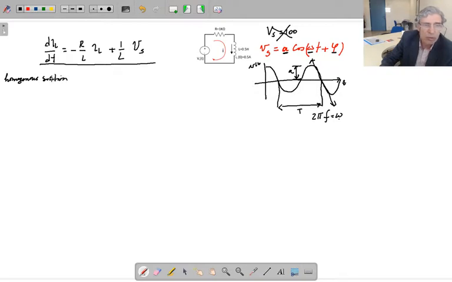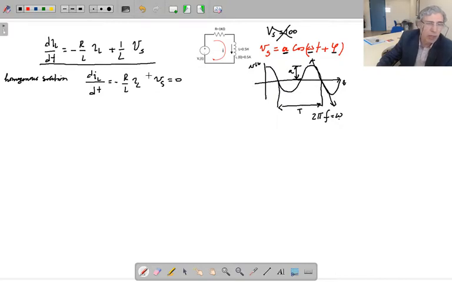To remind you, when Vs equals 0, that means the known function is 0, the solution of this differential equation is called the homogeneous solution. That means Vs is assumed equal to 0 in this equation, and the equation becomes like that.